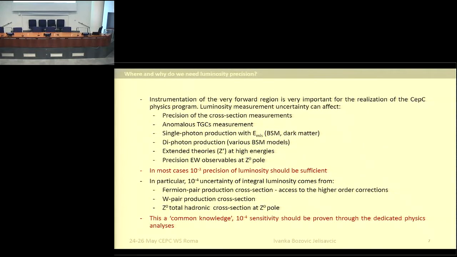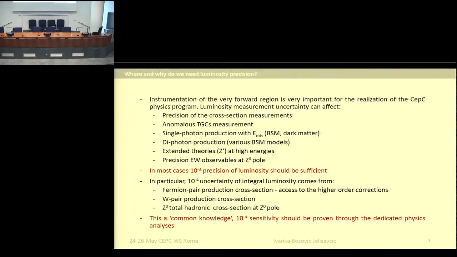This is just a reminder: why do we need luminosity precision? Because at physics talks these days, competing a bit between various future projects, we are pushing the precision limit and saying that we need the ultimate precision of this and that. But actually, why do we need it? So I think once in a while, it's not a bad idea to remind ourselves why it is needed.